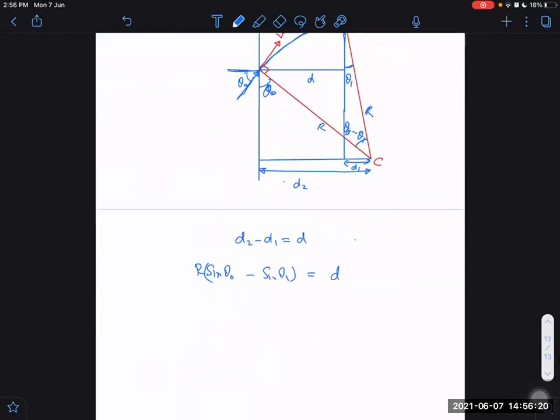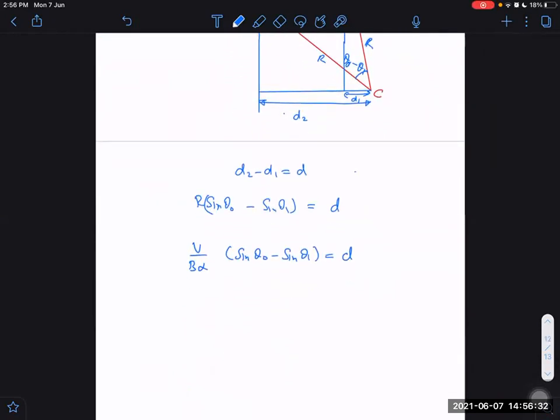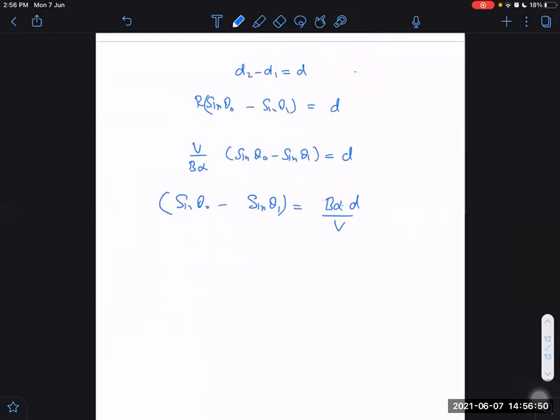Also, we know R is nothing but mv upon B alpha. So mv upon B alpha into sin theta naught minus sin theta 1 is equal to d. Our main aim was to determine sin theta 1 here. Theta naught was given to us, so we get sin theta 1 finally. I will do it later on. First I will get some other relation: d upon v, is it okay? B alpha into d upon v is equal to the difference of the sine angles.